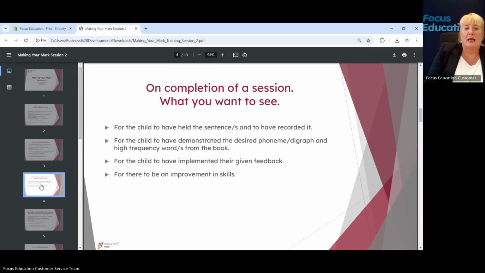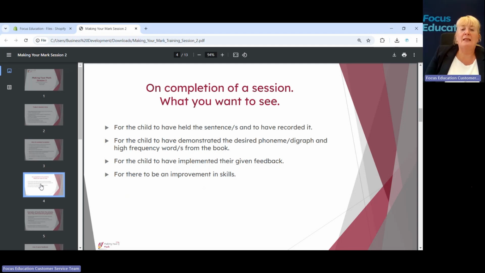Then once the session is completed, you want to be able to see that the child's held the sentence and they've had a good go at recording it, and that they've demonstrated the skills that you've outlined to them. Right, we're going to write this word, it looks like this, and you've shown them on the flashcard. And as you move forward, that the feedback you've given them verbally at the end of one session and again verbally before you start your next session, that they've started to try to implement that.